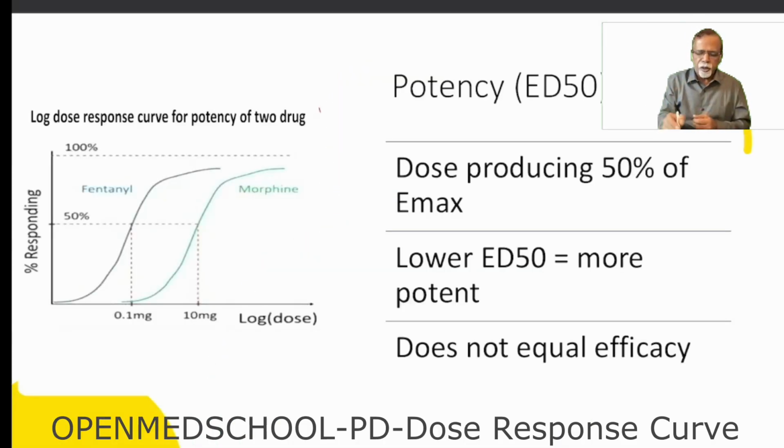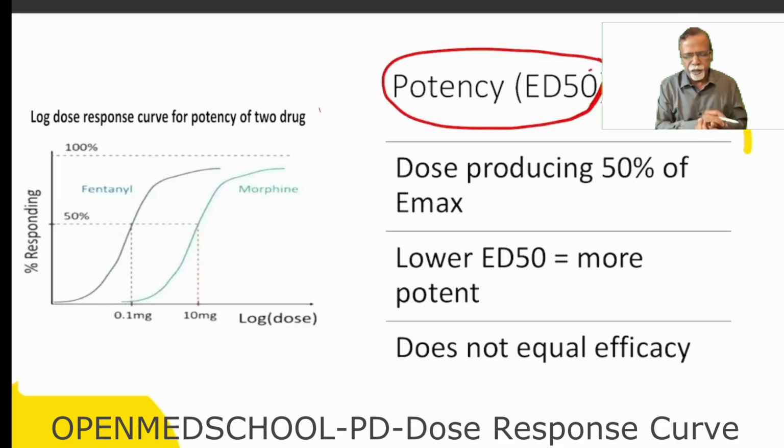Hope it is clear. So I repeat once more. Potency is identified by looking at the ED50. What is ED50? It is the dose producing 50% of the Emax. Emax is the maximum response. The lower the ED50, the more potent the drug, but potency does not equal efficacy. Efficacy is the Emax.